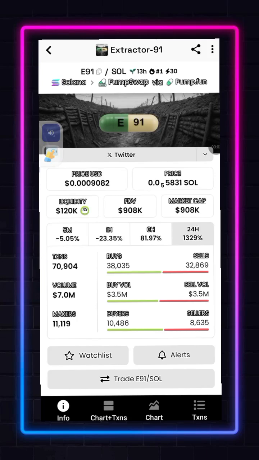In this video, I want to show you guys how you can trade meme coins, all the steps you need and the analysis you need to start trading meme coins.